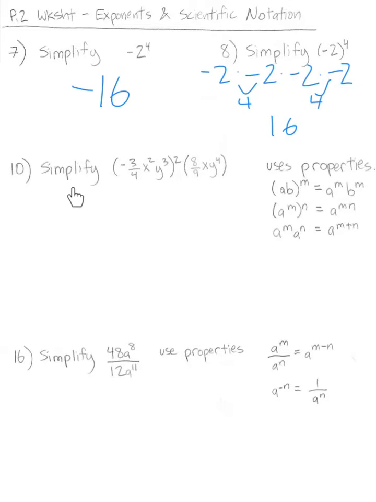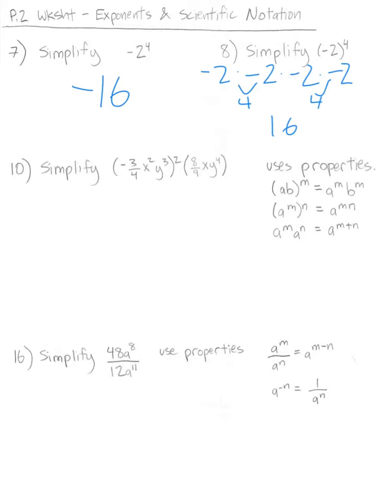Our next one is going to be number 10, and I've tried to indicate on this sheet next to the problem if any of the properties on your sheet apply so you can see what I'm doing. In number 10, I'm going to start by first raising everything in this parentheses, which is all a product, all being multiplied, to the 2nd power. Once I do that, I'll multiply it by the 8/9 x y to the 4th.